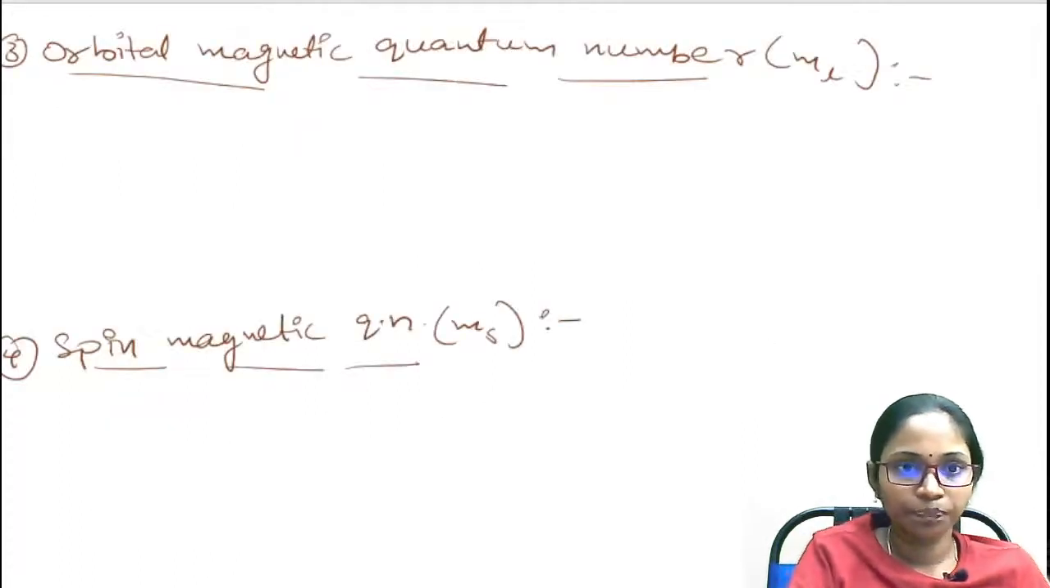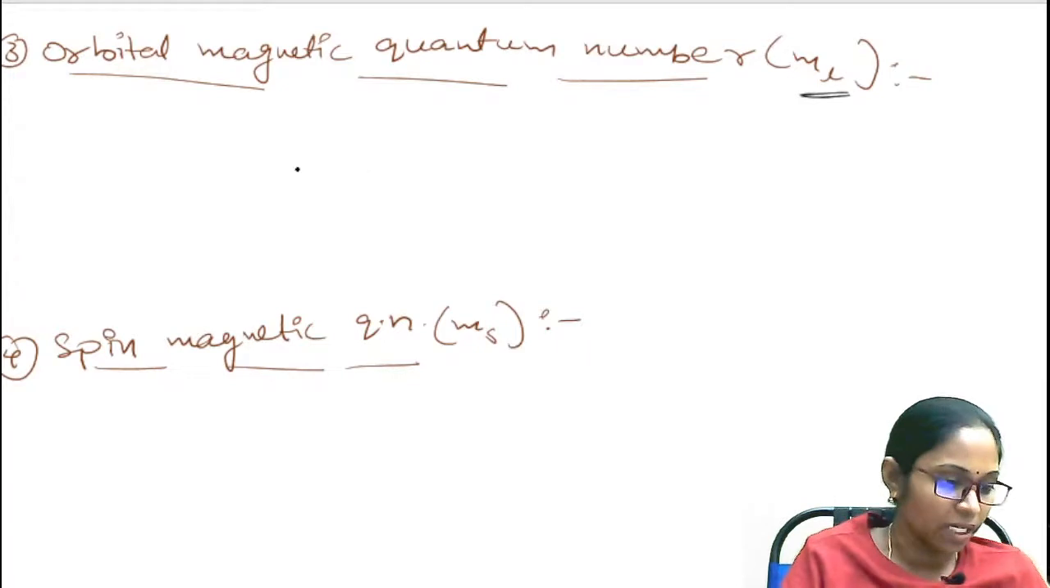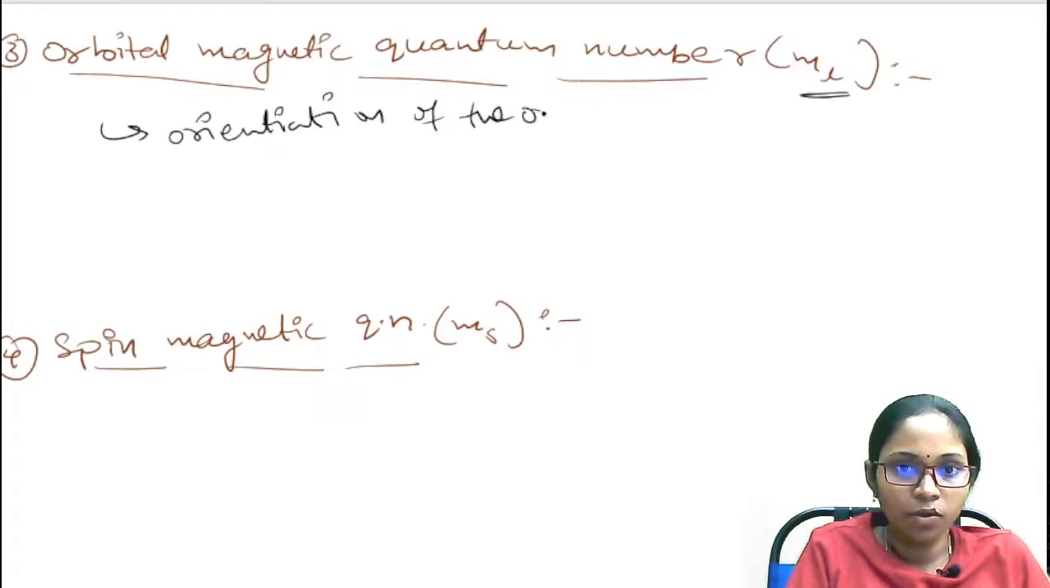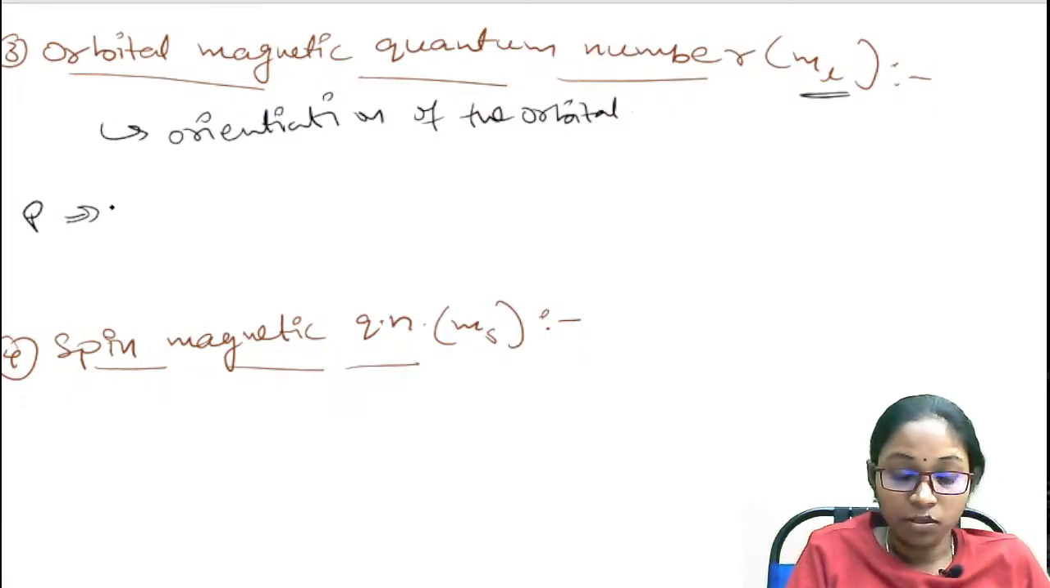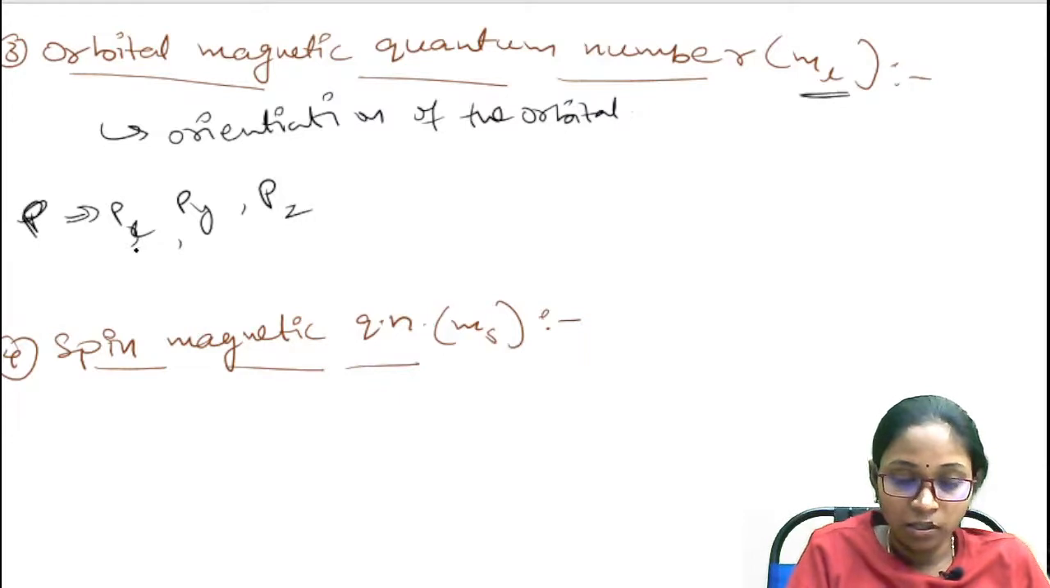Now coming to orbital magnetic quantum number, ML, orbital magnetic quantum number. This gives us the orientation of the orbital. For example, P subshell లో మనకి subshells ఇంకా subshells ఉంటాయి, px, py, pz. ఇవి subshells అన్నారు. Actually this P subshell is oriented in the direction of px or py or pz direction.